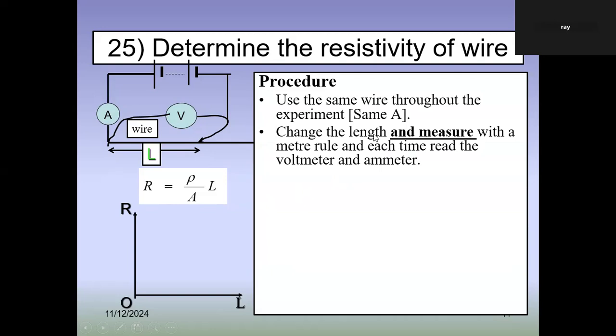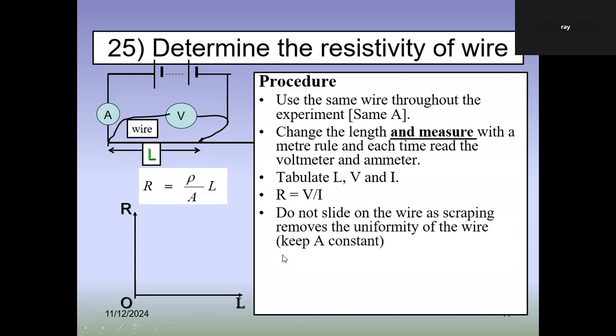Change the length, and measure the length with a meter rule. Each time read the voltmeter reading and ammeter reading. Tabulate L, V, and I. Then calculate R by V over I. Do not slide. Don't do like me, slide like that. Take it up, take it out and then put it there.